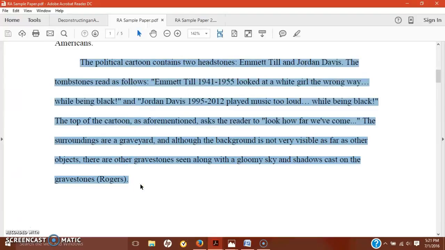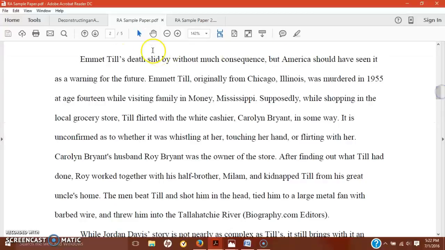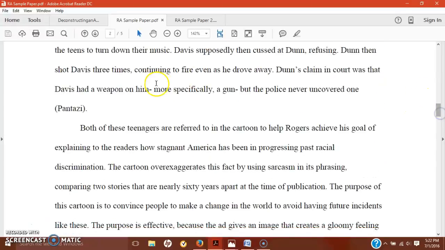So remember how I said most students organize their papers by rhetorical element, one of those 9, or by foreground, middle ground, background. She decided to do the former. She decided to organize it by rhetorical element. So this whole paragraph is about context. She's talking a little bit about the context of the cartoon, but then she goes more specifically into the historical context of Emmett Till's death and then Jordan Davis's death. Okay, so she's had to do some research here.